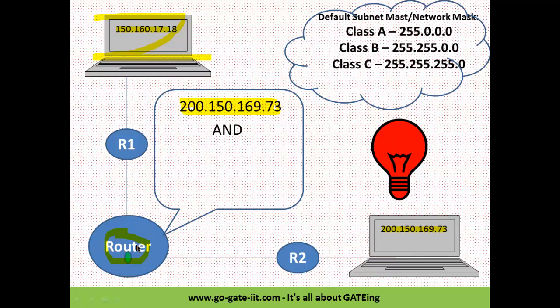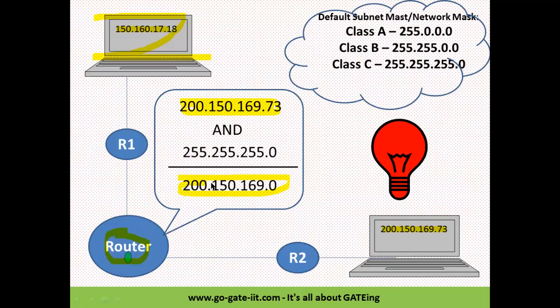So it's not difficult for the router to determine which class it belongs to. You can notice that 200 belongs to class C, so it will do a logical AND with 255.255.255.0, which is the default subnet mask or default network mask of class C addressing. This logical ANDing of these two numbers gives you the result 200.150.169.0. So this IP address is nothing but the network address of the intended network.